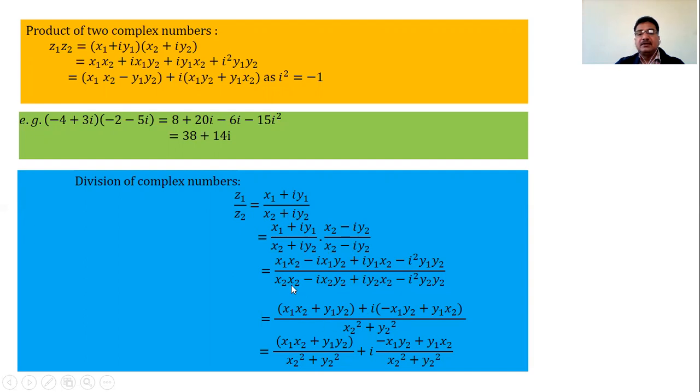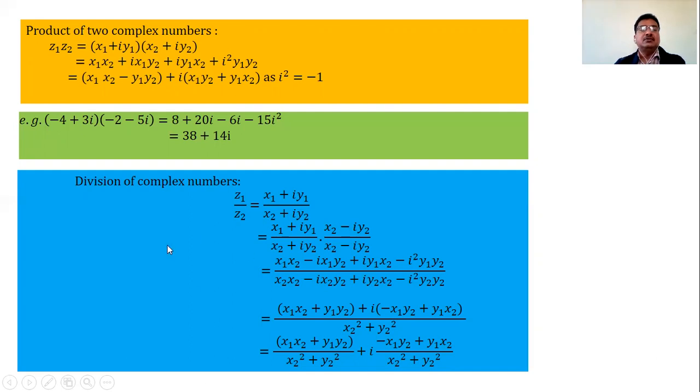Okay, and then we have the denominator. This becomes zero because plus minus becomes zero, and then x2 square, and this i square is minus one, so minus minus becomes plus y2 square. And the numerator is what? x1 x2, and this is plus y1 y2, and this term, take i common, then what do we have? Minus x1 y2 plus y1 x2. That is, take this minus sign at the first term, or interchange the first and second term. So this is divided by x2 square plus y2 square, to both terms we have this. So this is the real part and this is the imaginary part.